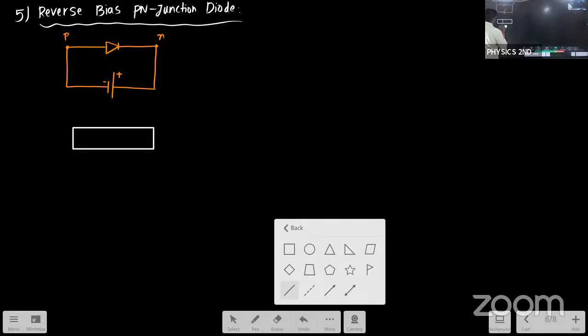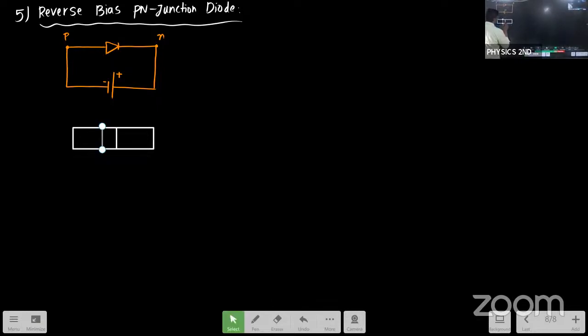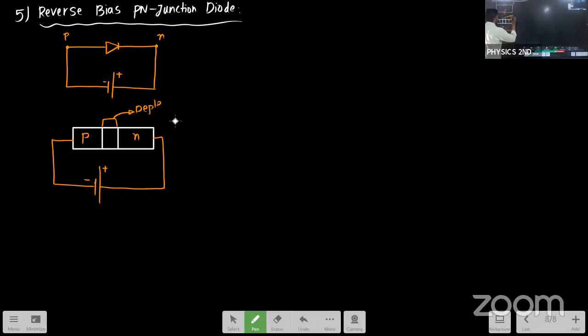Let us consider this is the P region. Here I am having the N region. The P terminal of the PN junction diode is connected to the negative terminal of the battery, and the positive terminal of the battery is connected to the N terminal. So this region is called which region? This region is called the depletion region. This region is depleted of what? Charges. Now see here, what will happen to the width of this depletion region in case of reverse bias?